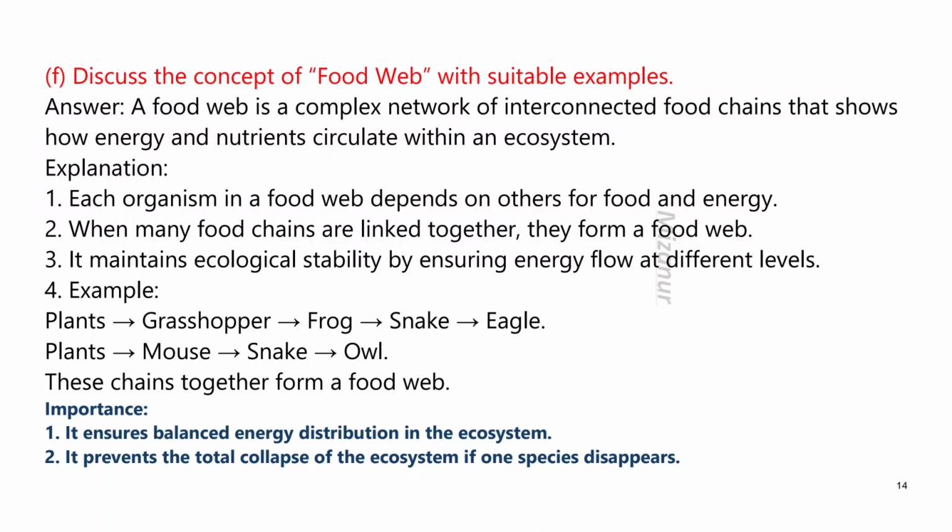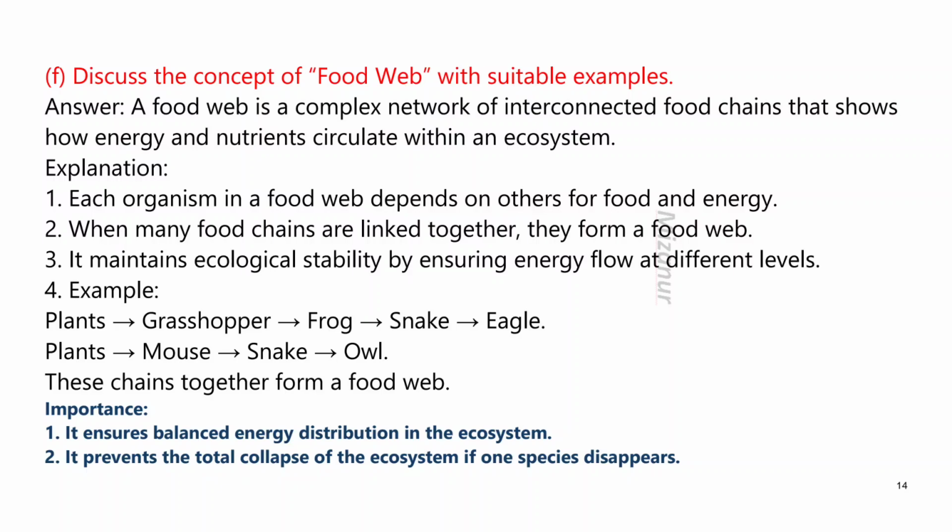Answer. A food web is a complex network of interconnected food chains that show how energy and nutrients circulate within an ecosystem. Explanation. Number 1. Each organism in a food web depends on the other for food and energy. Number 2. When many food chains are linked together, they form a food web.